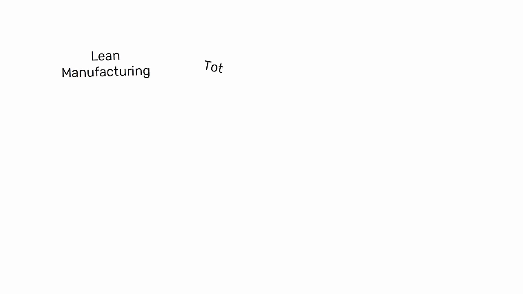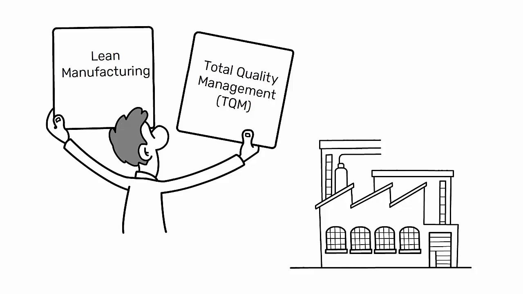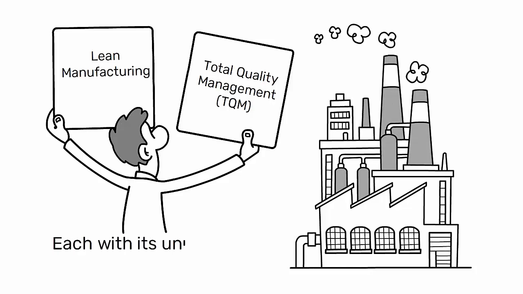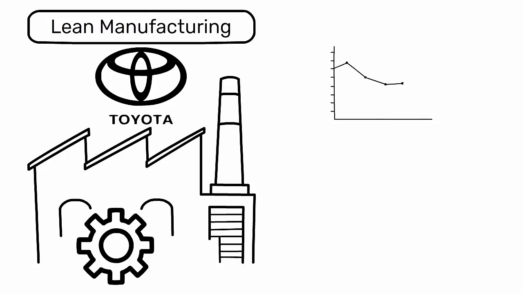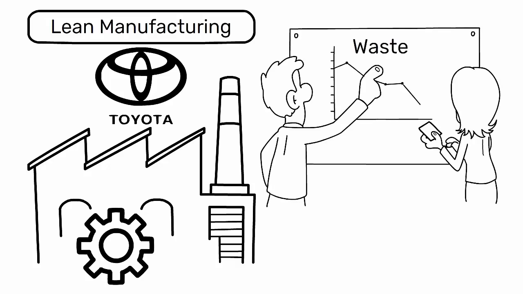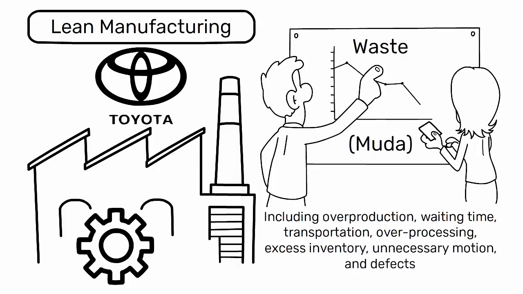Lean manufacturing and total quality management, TQM, are two influential methodologies in industrial engineering, each with its unique focus and approach. Lean manufacturing, derived from the Toyota Production System, TPS, primarily focuses on the elimination of waste, muda, in all forms, including overproduction, waiting time, transportation, overprocessing, excess inventory, unnecessary motion, and defects.